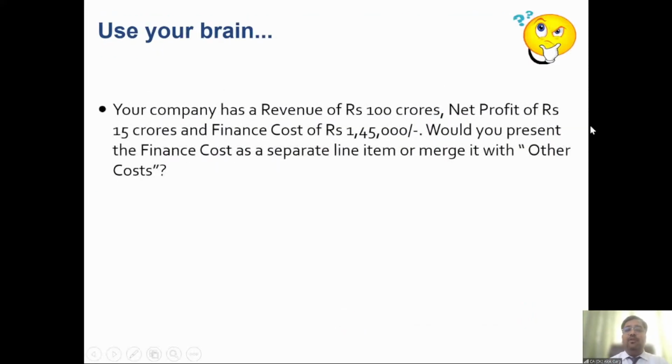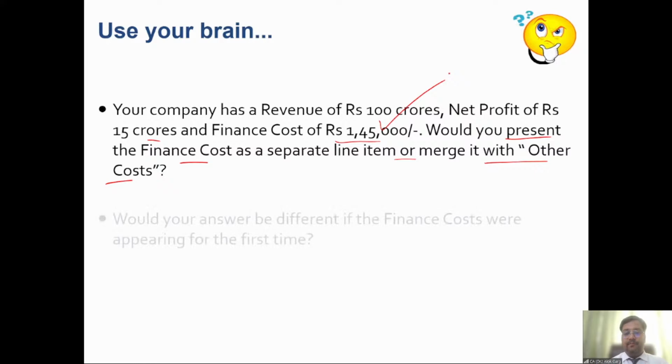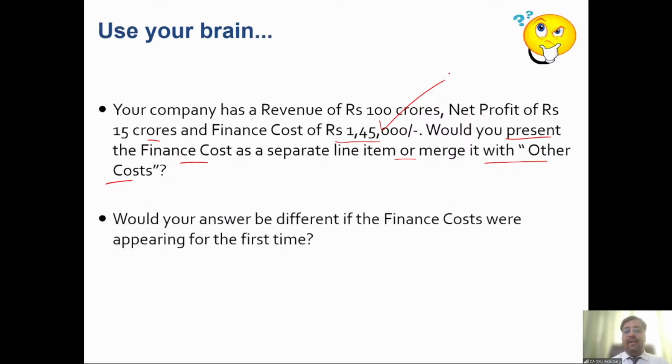Your company has a revenue of 100 crores, net profit of 15 crores, and finance cost of rupees 1,45,000. Would you present the finance cost as a separate line item or merge it with other costs? As per Ind AS 1 and Division 2 to Schedule 3, it is required to be presented separately. Would your answer be different if the finance costs were appearing for the first time? The answer is no. In the comparative, it has to be shown as nil. In the current year, it has to be presented. Okay.